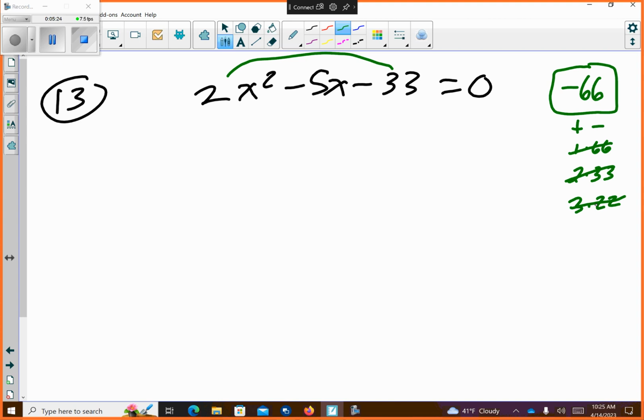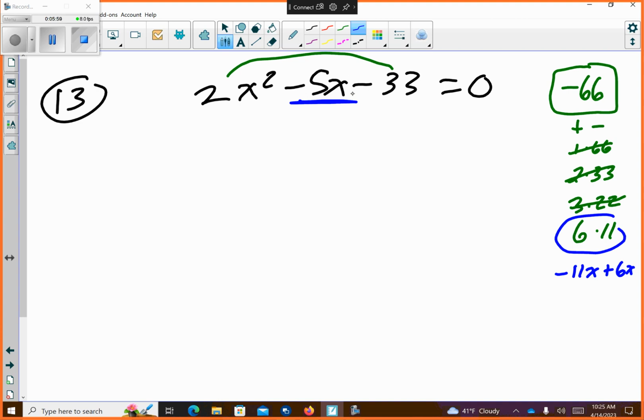Let's see. 4 is not going to work. 5 is not going to work. Oh, 6 and 11. Can 6 and 11, one being positive, one being negative, add together to get me negative 5? Yeah, this is going to work. So it's going to be negative 11x and positive 6x. If I add those together, I get negative 5x. Agree?